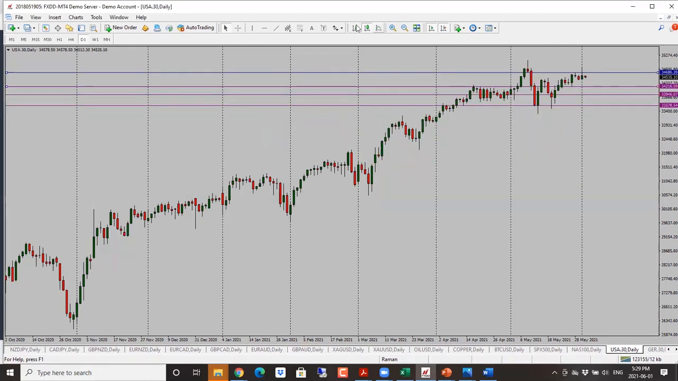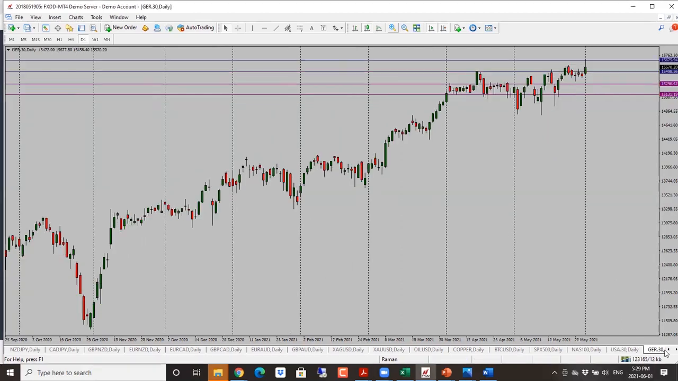Dow Jones here, this one is also neutral to bearish. There's a bit of bullishness in the candle still, so I'm looking for a pullback potentially into 34,700 and then a drop from there. 34,200 is the target here, so neutral to bearish bias here for Dow Jones.